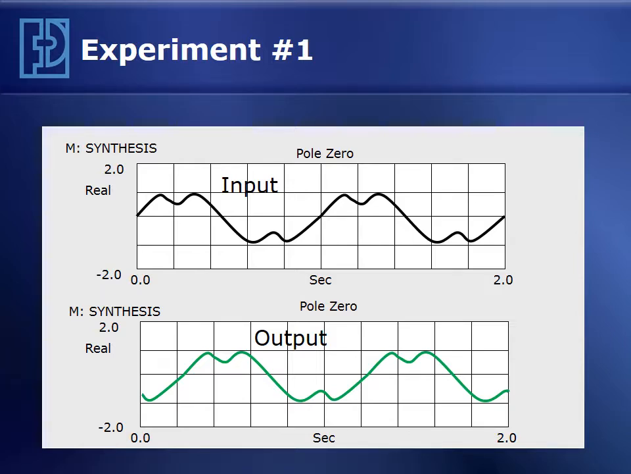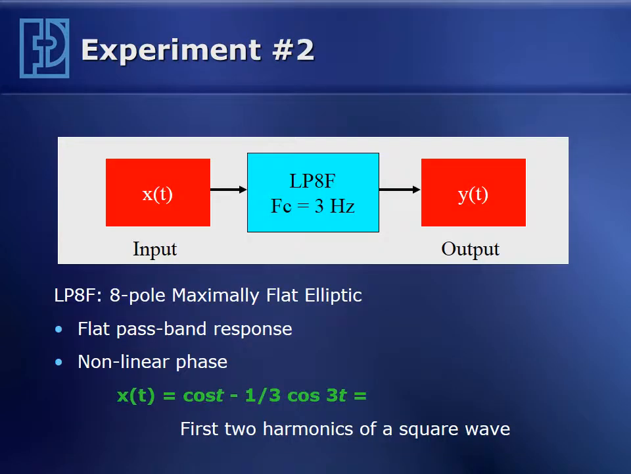But we can see also that the wave shapes of these two, the input and the output, have been maintained thanks to the constant group delay property of the pulse mode filter. Now we'll do the same experiment using an 8-pole elliptic filter set at 3 Hertz. This has a very, very flat passband but nonlinear phase.